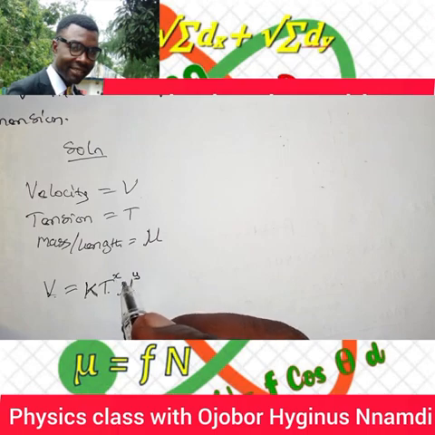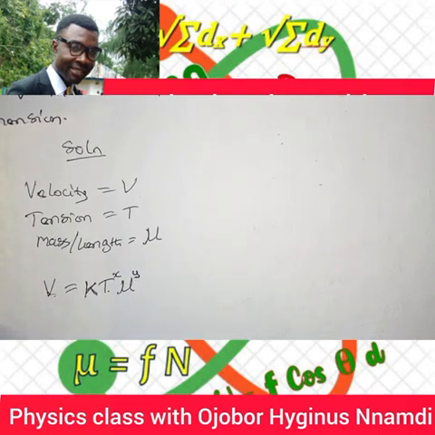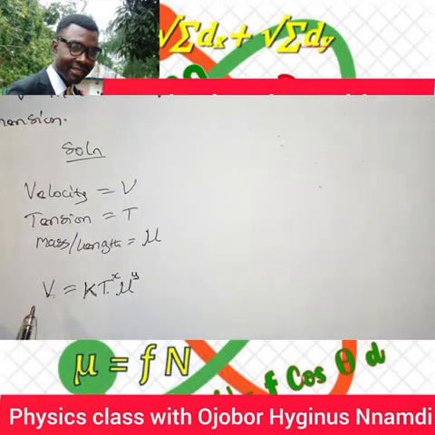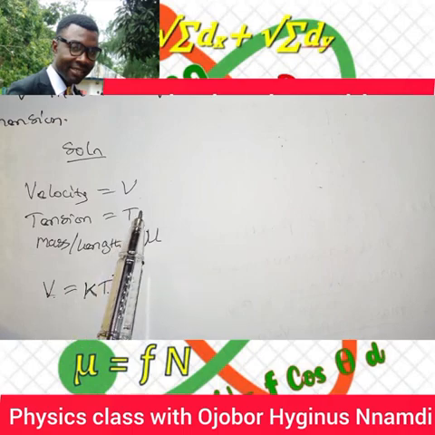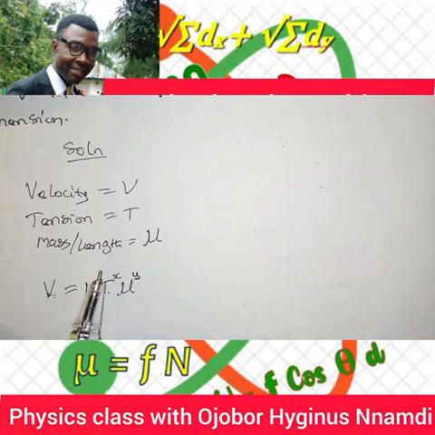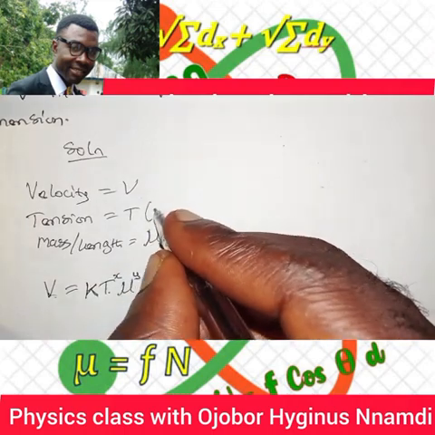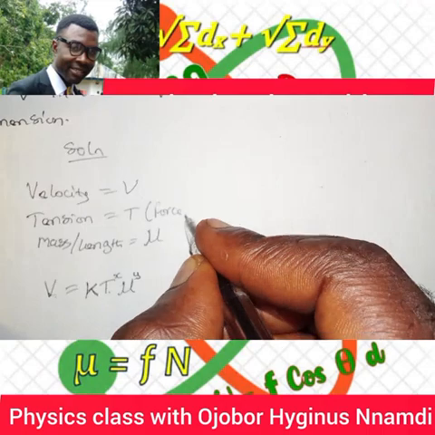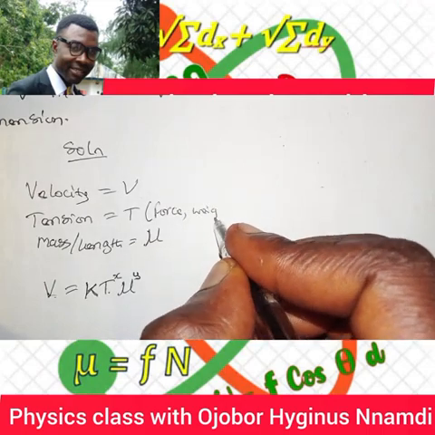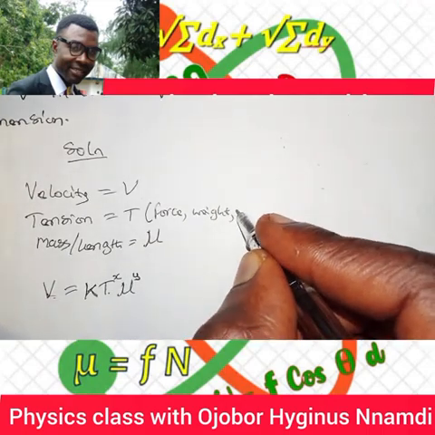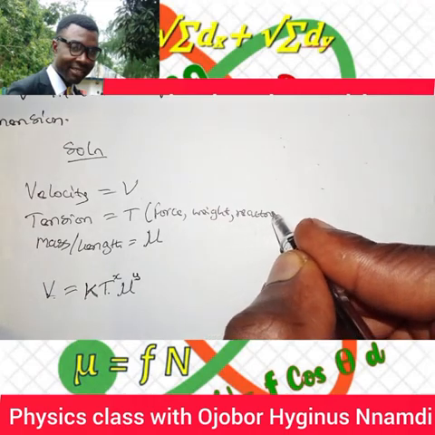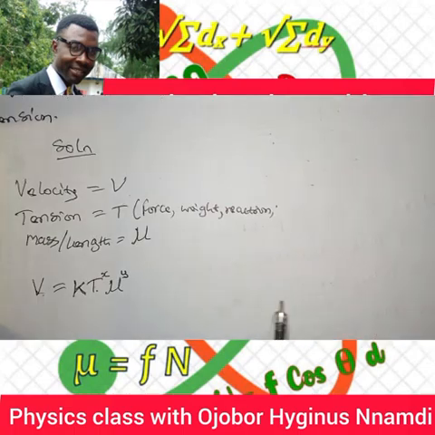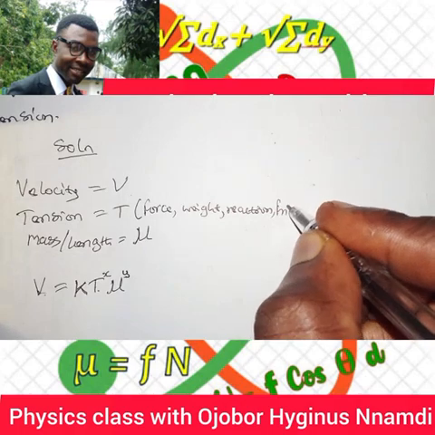You can give it any letter. Now there is something I want us to understand. While determining this, velocity, we've done the dimension of velocity. Tension, we've not had tension, but we've done something similar to tension. Now note today, if you have not known before, that tension is equivalent to force. Tension is equivalent to weight. Tension is equivalent to reaction. Tension is equivalent to friction.